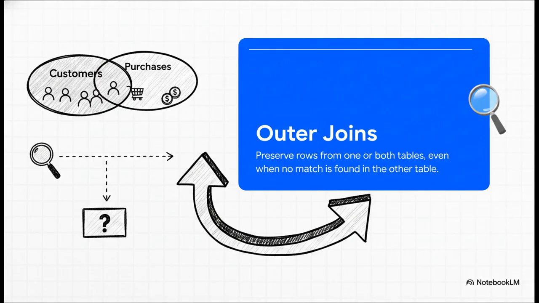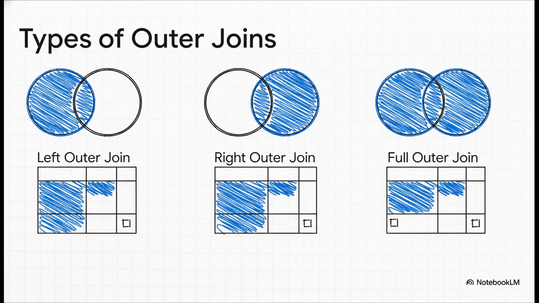But what about the data that doesn't line up? What if you need to find all the customers who haven't bought anything yet? Well, that's exactly where outer joins come into play. With outer joins, you get to decide what to keep. You can keep everything from the table on the left, or everything from the table on the right, or even everything from both. And wherever there isn't a match, Vertica just fills in the blank with a null. It's an incredibly powerful way to spot gaps in your data.